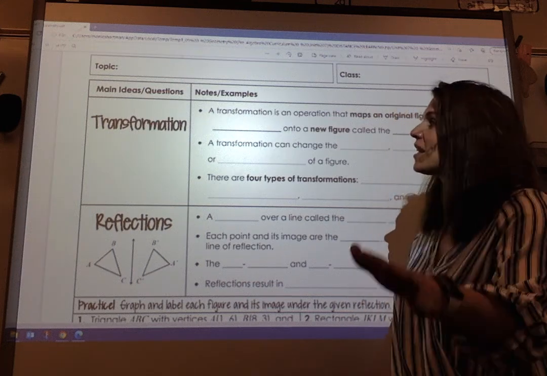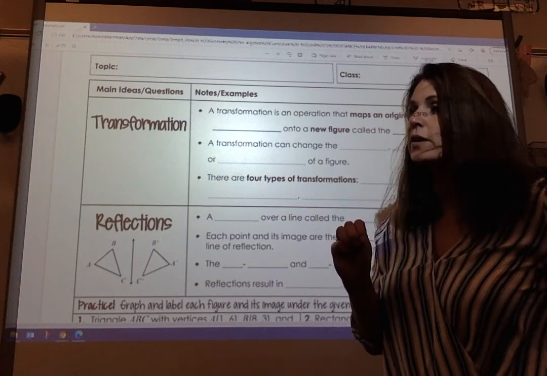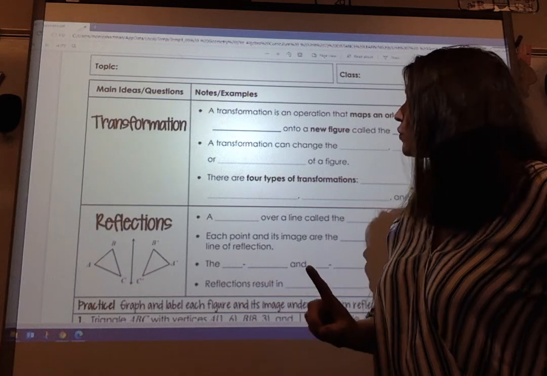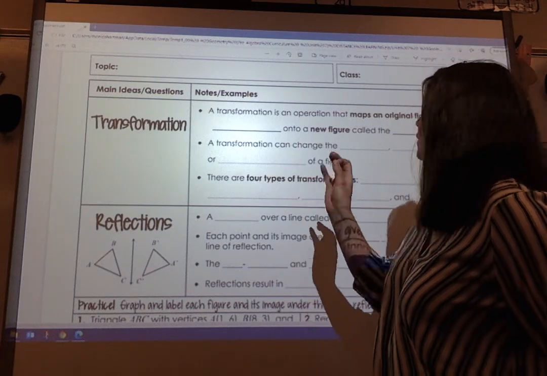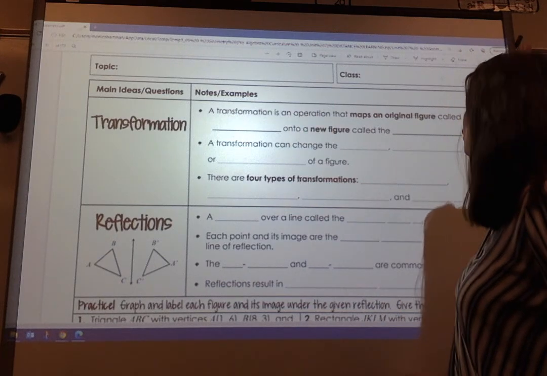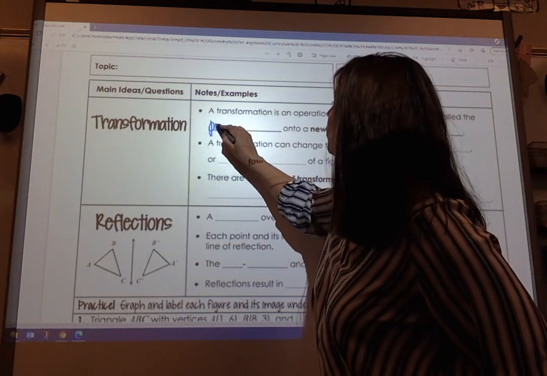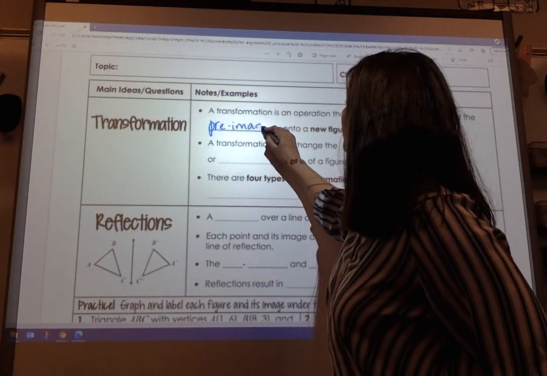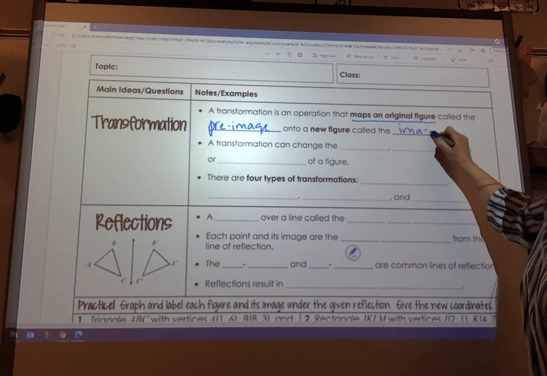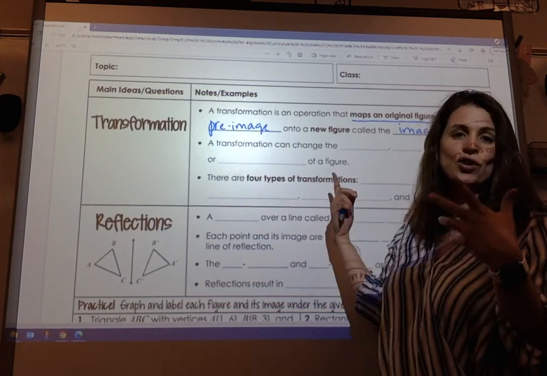All right, this next concept that we're talking about is transformations. There's 4 different types of transformations, and we're going to talk about 2 of them today. But first, we need to talk about what a transformation is. A transformation is an operation that maps an original figure, which is called the pre-image, onto a new figure called the image. So what we originally start with is a pre-image, and it's making a new image.